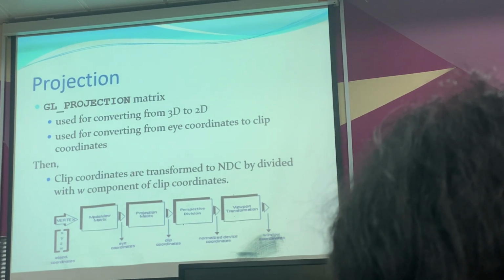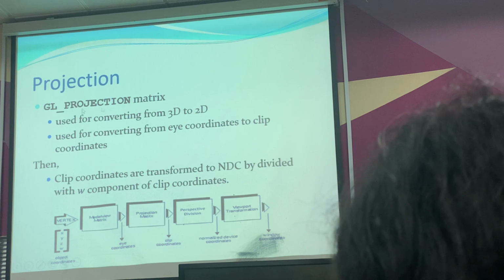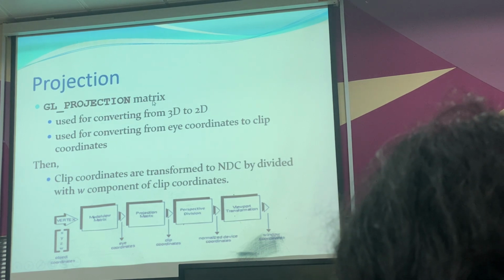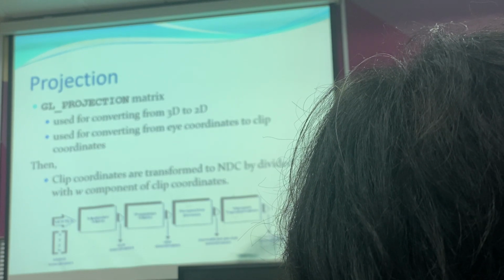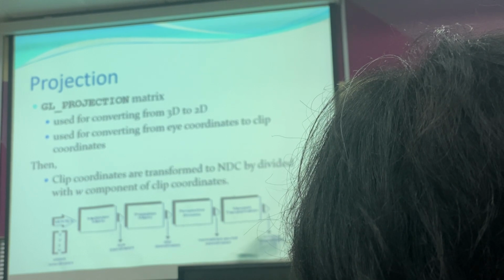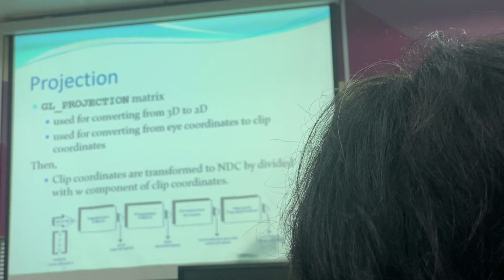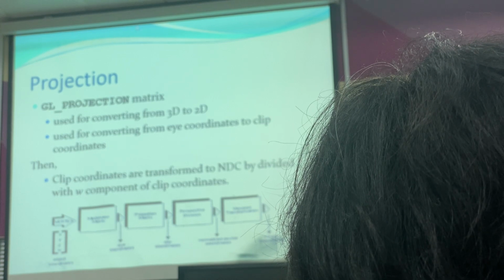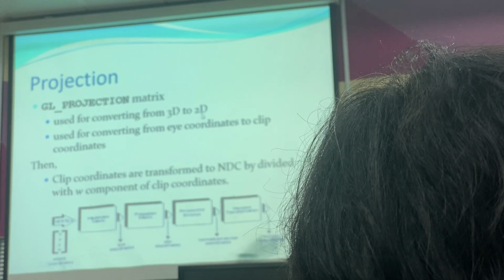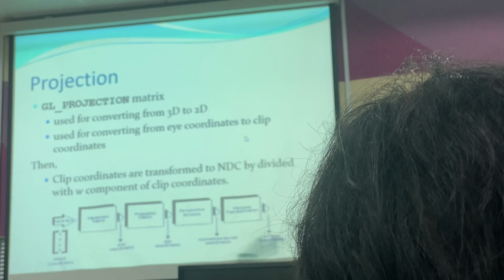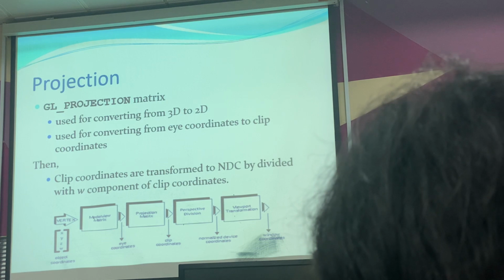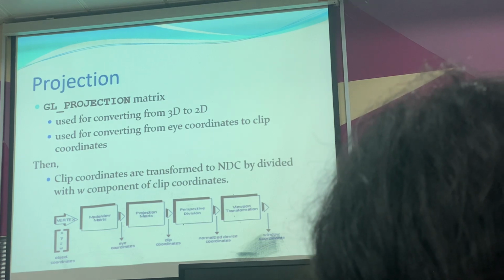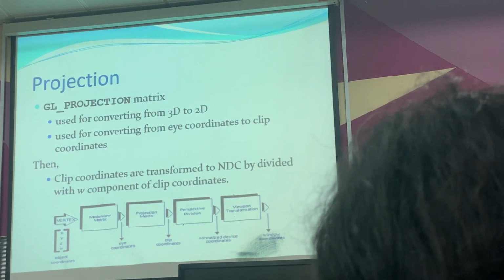So for projection, we are dealing with the GL projection matrix. When you do transformation, now you have to specify whether you want to transform your projection or transform your model. Last time we didn't specify, so by default it transforms your model. Projection is used to convert from 3D to 2D, from eye coordinates to clip coordinates. When you clip, it immediately removes all the coordinates that are not inside the viewing volume, and the rest will be processed and shown on the screen.